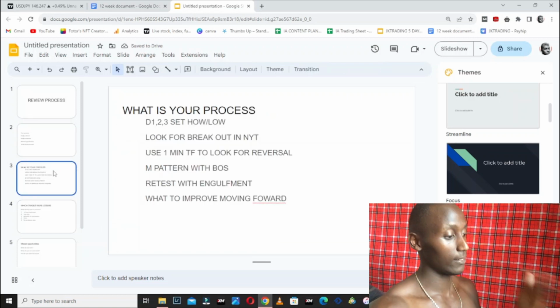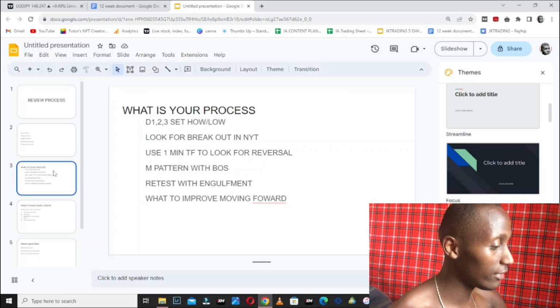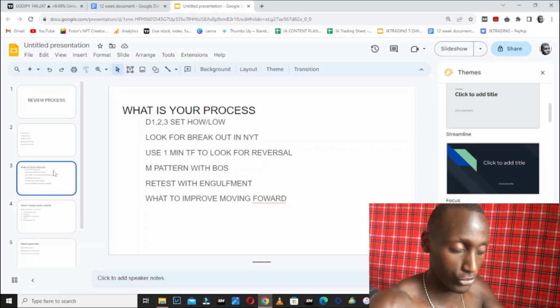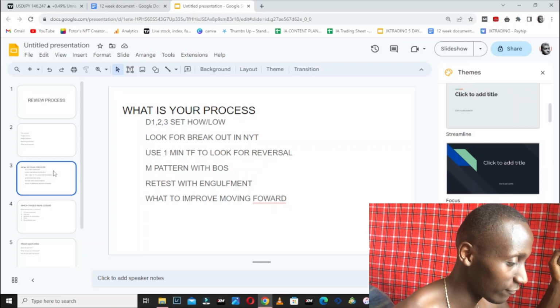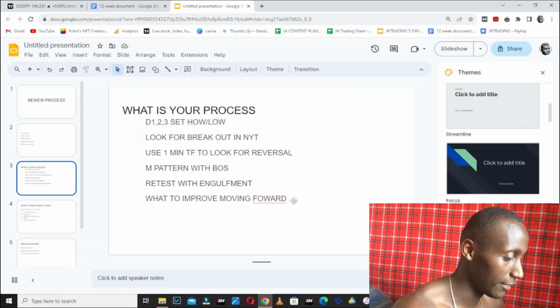What is the process? My process is simple. Day 1, day 2, day 3 sets the high and the low of the week. Then we look for a breakout in the New York session between 8 and 11. Then we use the 1 minute time frame to look for reversals. Then of course we are looking for M patterns with break of structures, retest with engulfments, and yeah.